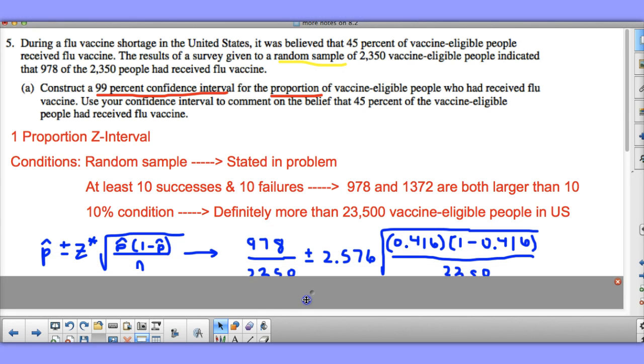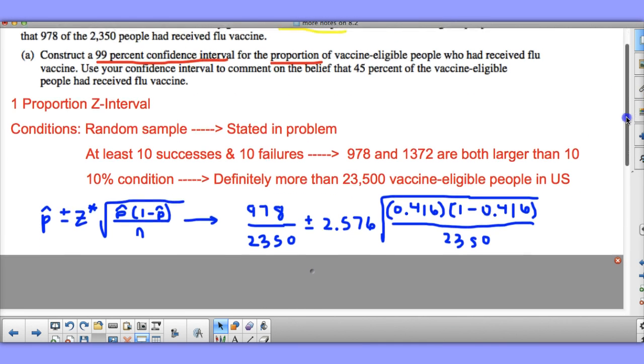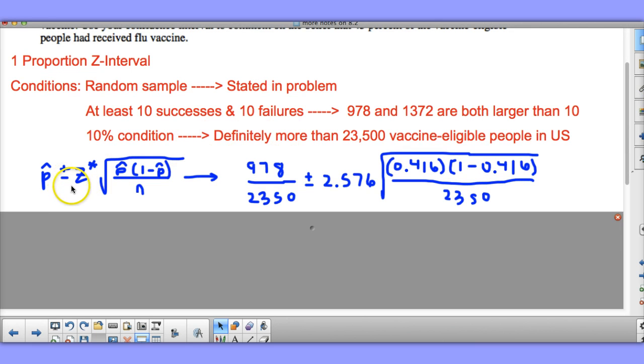So here's our formula, and I'm showing also the substitution into the formula. p hat plus or minus z star times the square root of p hat times 1 minus p hat over n. n is our sample size, 2,350. And the number of successes we had was 978. And then the 0.416 number here, that's what we get when we take 978 and divide by 2,350. And the number that you might not be sure where it came from is this number here, 2.576.